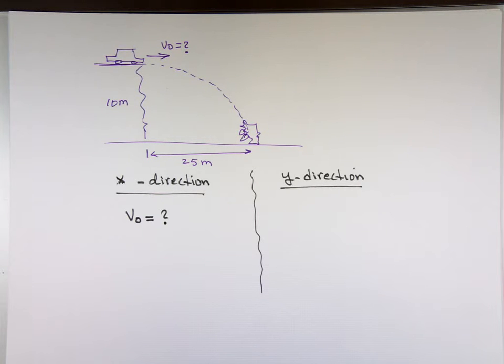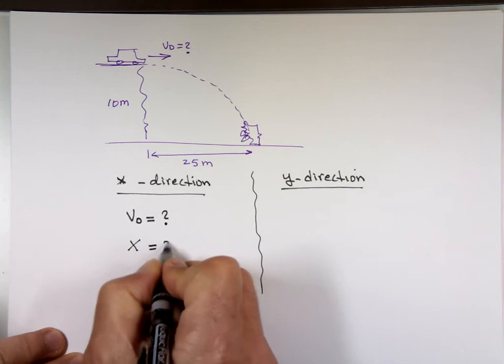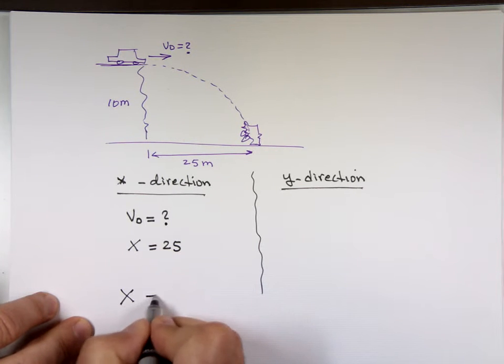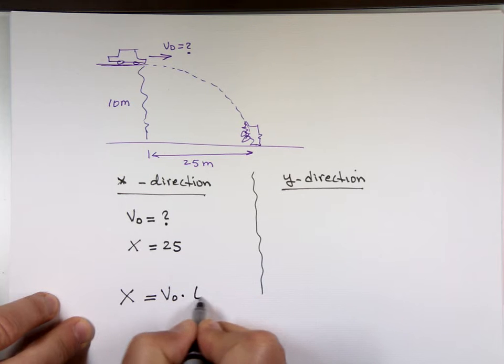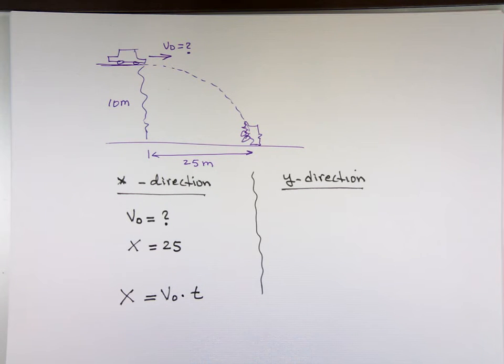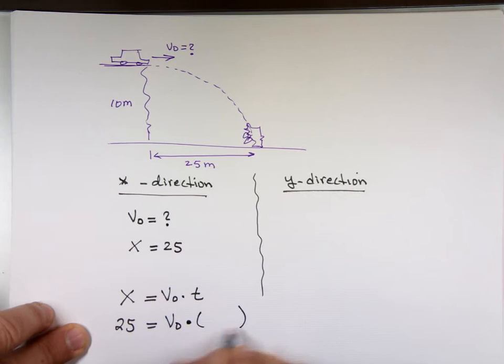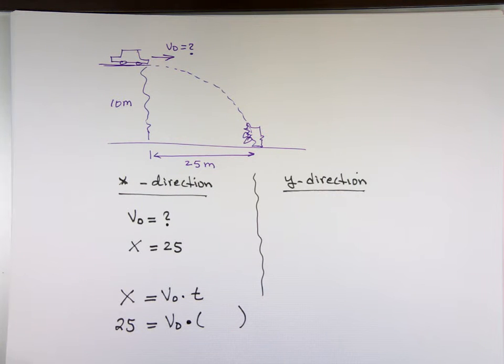What else do we know about the x direction? This is the height, that's the y direction. Do we know how far the car traveled in the x direction? Yes. How far? 25 meters. Remember, there's only one equation in the x direction. What's that equation? x equals the initial velocity times the time. The velocity is constant. I know my distance, 25. I'm looking for the initial velocity. Do I know what the time is? No. But if I can find the time, can I solve for the initial velocity?